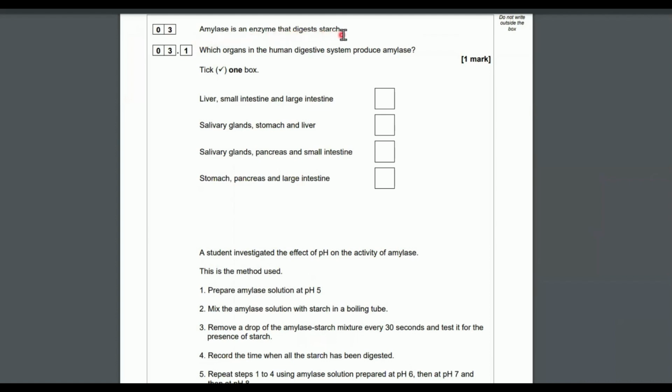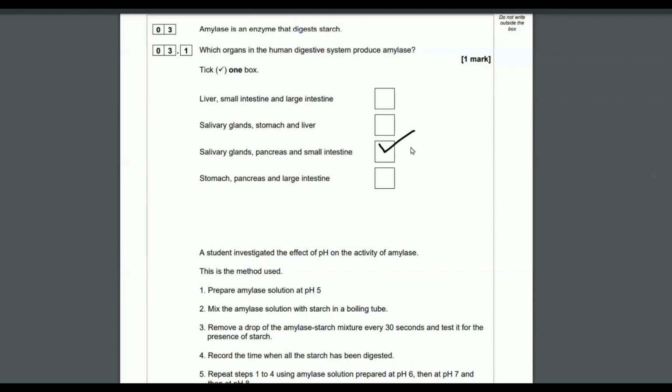Amylase is an enzyme that digests starch. Which organs in the human digestive system produce amylase? Tick one box. Liver, small intestine, large intestine; salivary glands, stomach and liver; salivary glands, pancreas and small intestine; stomach, pancreas and large intestine. And the answer here, guys, is the salivary glands, the pancreas and the small intestine.